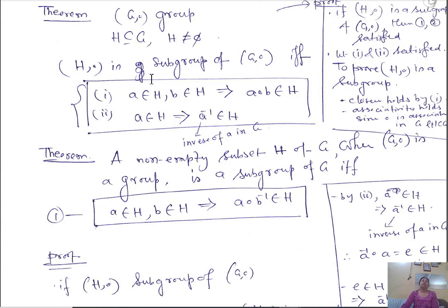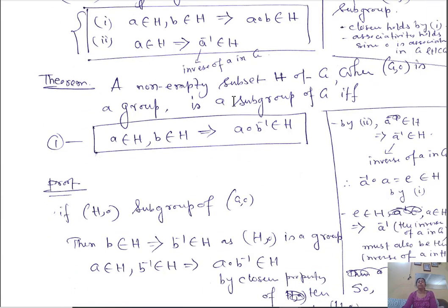Okay, so another way of showing this is by combination. Instead of showing these two separately, you can simply show that a ∘ b inverse belongs to H for all a, b belonging to H. That way also you can show that this is a subgroup. So another necessary and sufficient condition for H to be a subgroup of G is that a ∘ b inverse belongs to H whenever a belongs to H and b belongs to H. Okay. So you can go through the proof, or derive the proof by yourselves. I'm skipping this proof.